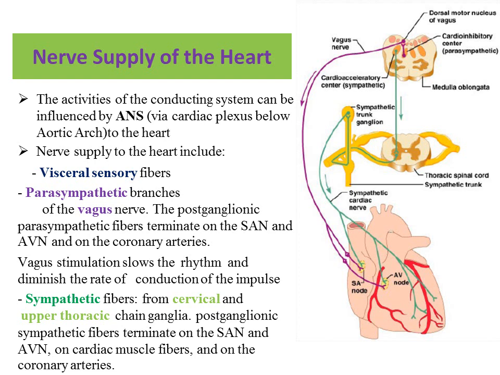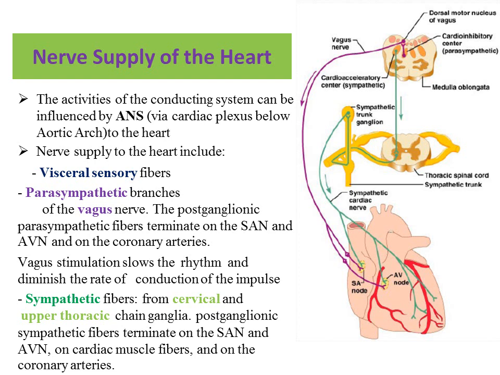Vagus stimulation, as we know, slows the heartbeat. Vagus stimulation slows the rhythm and diminishes the rate of contraction, slowing the impulses to the heart, so contractility will be slowed. On the contrary, the sympathetic fibers, coming from the cervical and upper thoracic regions, are shown by the greenish arrows in this diagram.